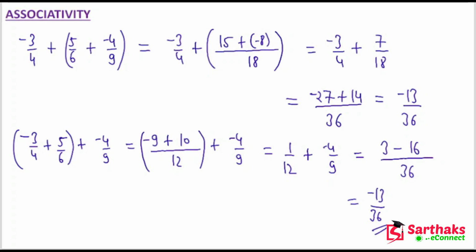It is also a very easy property, and it can be used to simplify bigger expressions which involve 4 to 5 terms. You can pair up the terms according to the denominators and you can easily solve it without taking much effort, right? So it makes the simplification of questions a bit easier. Now let us move to the next property, which is existence of additive identity.